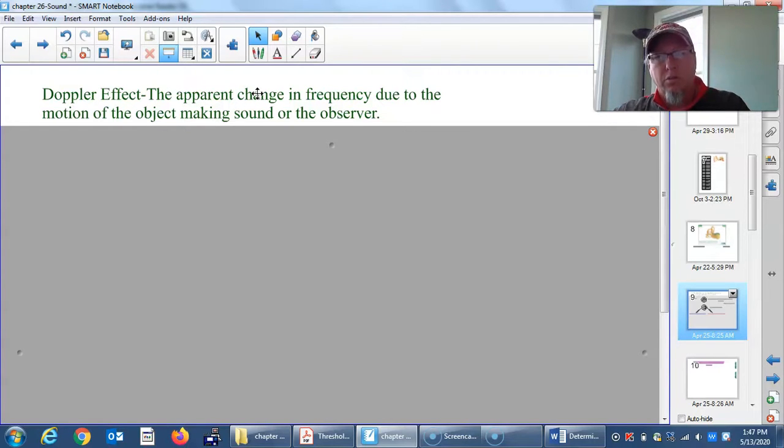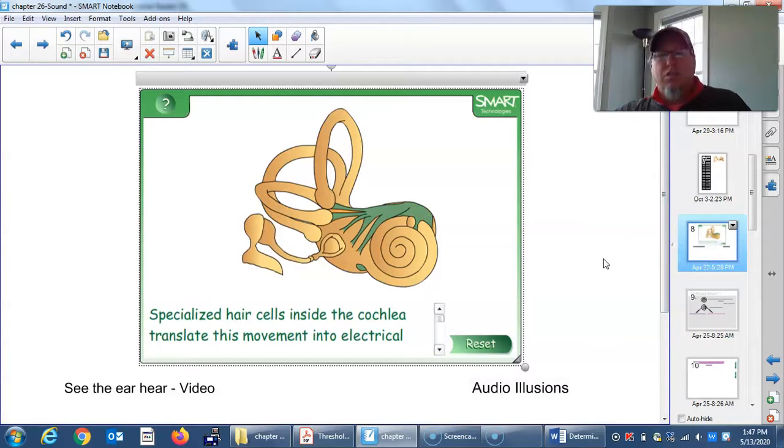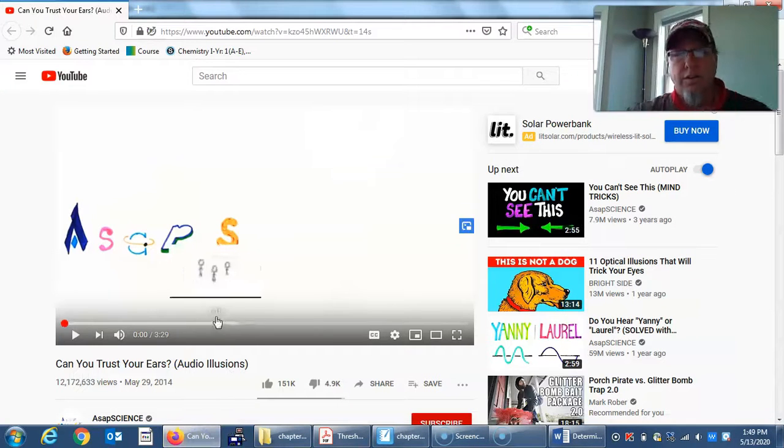You've heard of optical illusions. Those are illusions that affect your eyes. There's audio illusions as well. I'm going to go back to this ear because optical illusions play tricks on your eyes. Audio illusions play tricks on your ears. So here is an audio illusion.